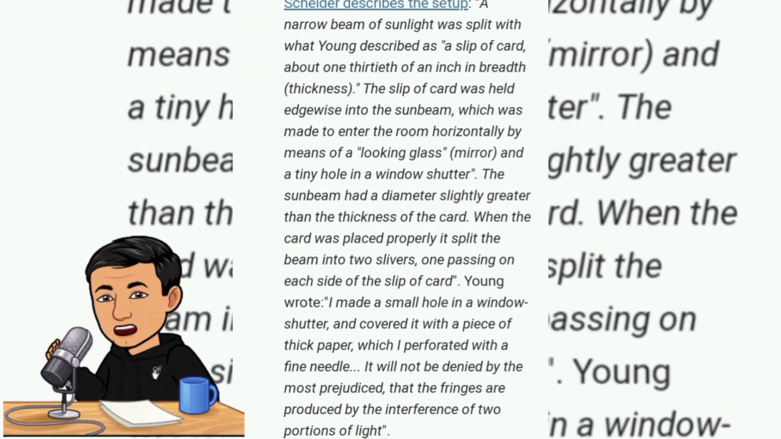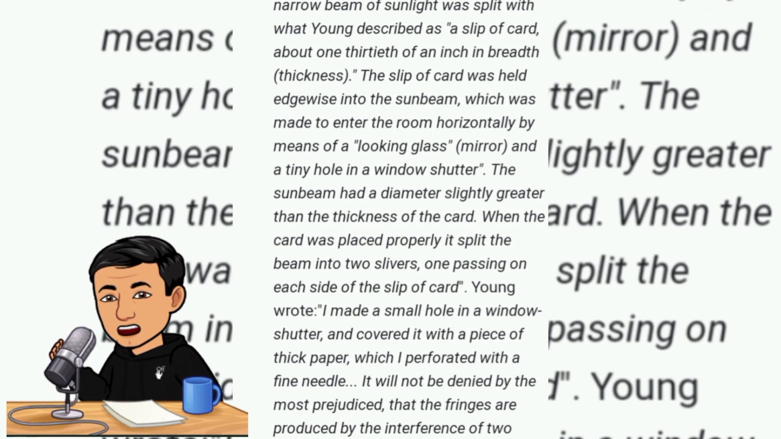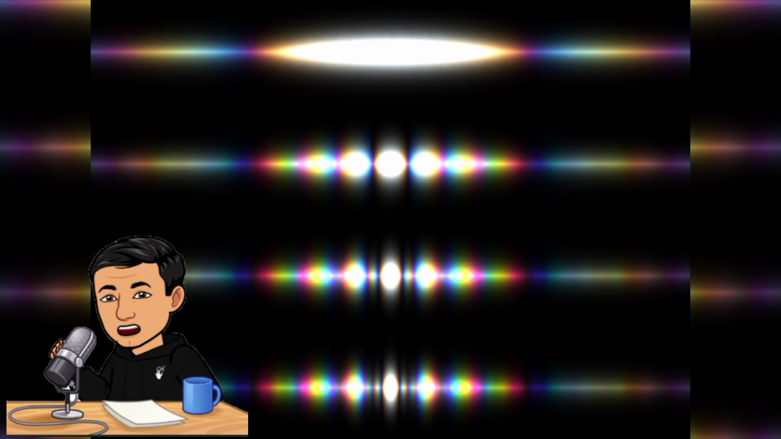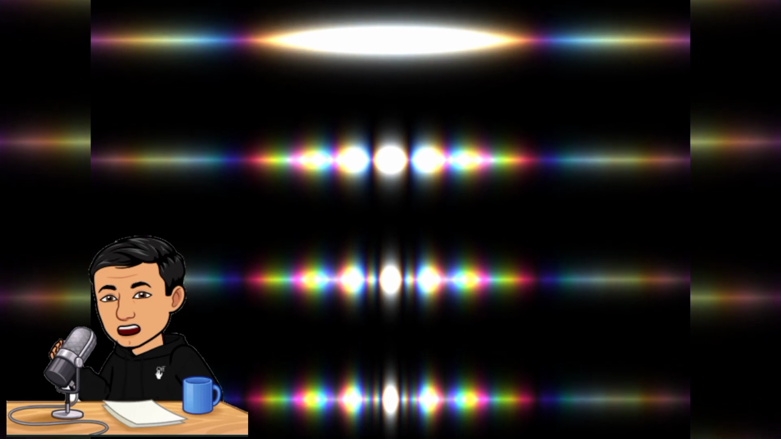In his original experiment though, Thomas Young used sunlight as a source of light and allowed it to pass through two slits cut out from a slip of card about 1/38 of an inch in breadth.